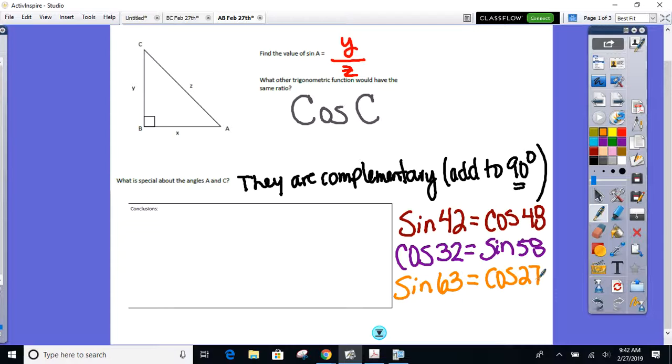What am I trying to show you here? If sine and cosine are ever going to be equal to each other, what do you have to know about the two angles? Complementary, yes. All right. So here's our conclusion.